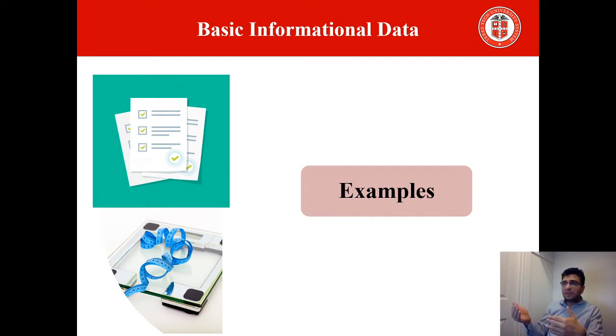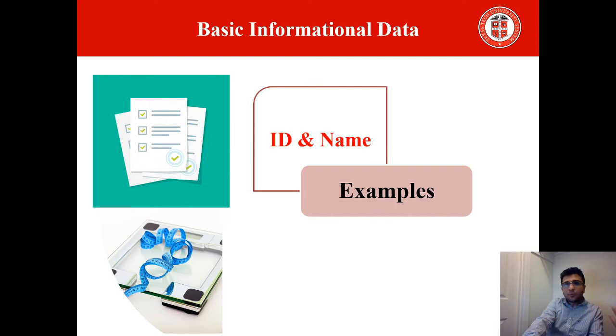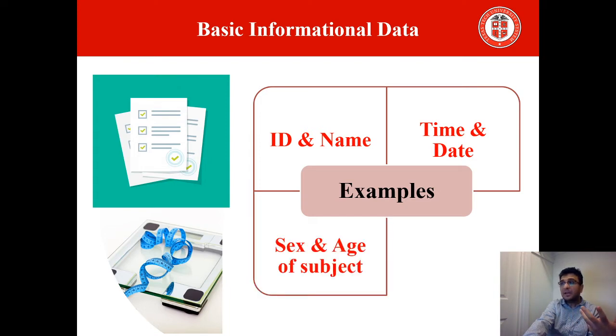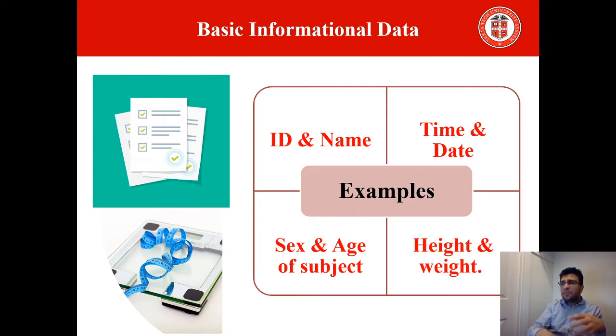I have cited a lot of examples so that you can be aware of what exactly comes under basic informational data. It's of course the identification and the name, which is there in each and every form which you fill up. It also tells about the date and time at which you are doing the activity. It also asks about your gender and age, and depending upon the activity, it may ask you about your height and weight. So these are some of the examples of basic informational data.